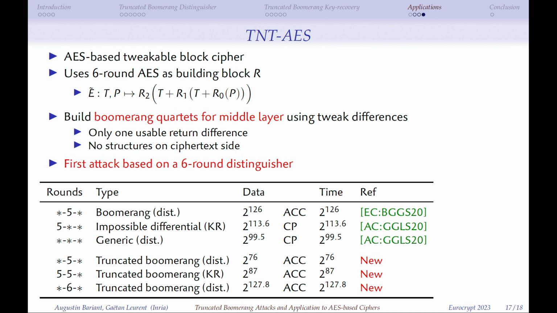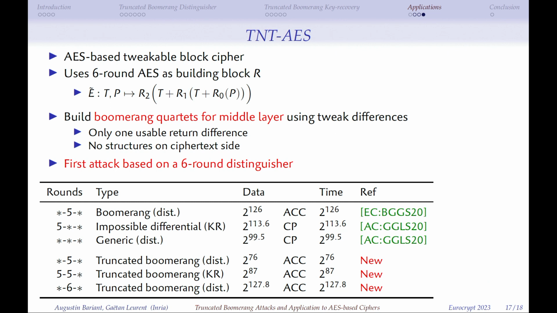And finally, we also looked at TNT-AES, which is another construction where you do just 6-round AES, then you XOR a tweak, 6-round AES, you XOR the same tweak, and again 6-round AES. So it's a very simple construction. And it's interesting because it's basically using 6-round AES as a building block. And I've shown that we have a distinguisher on 6-round AES, so it's interesting to see whether we can apply it in this context. And actually we can, because we can build boomerangs for the middle part using the tweak.